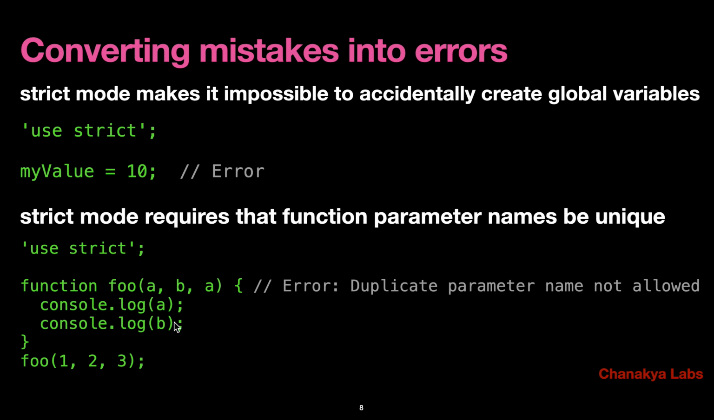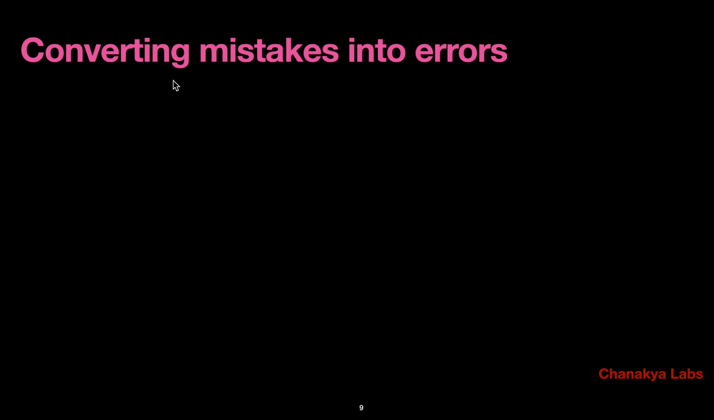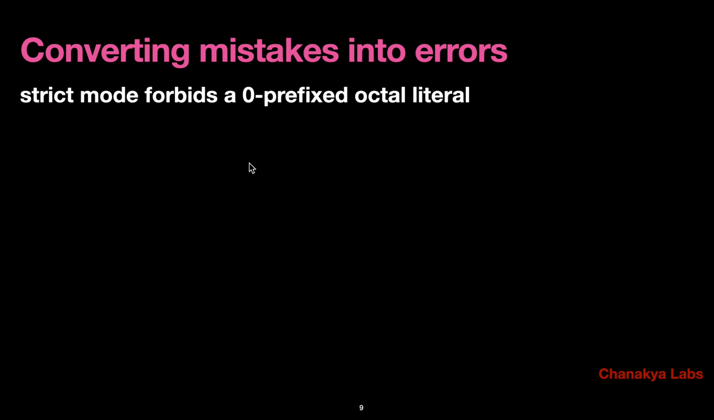So in non-strict mode this will run silently and give you this result. But in strict mode it will properly give you an error saying please don't do such things. Okay, now converting mistakes into errors, there are a few more of them.